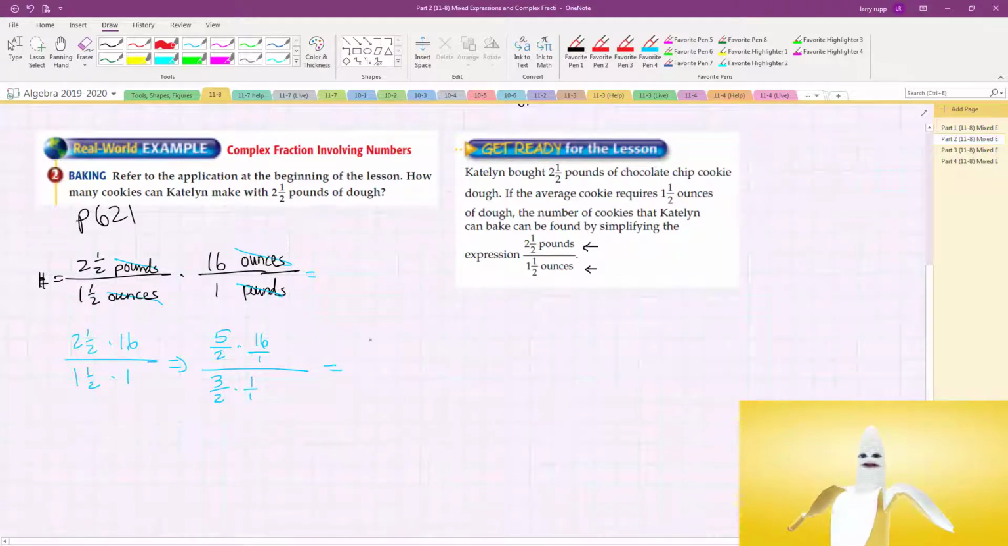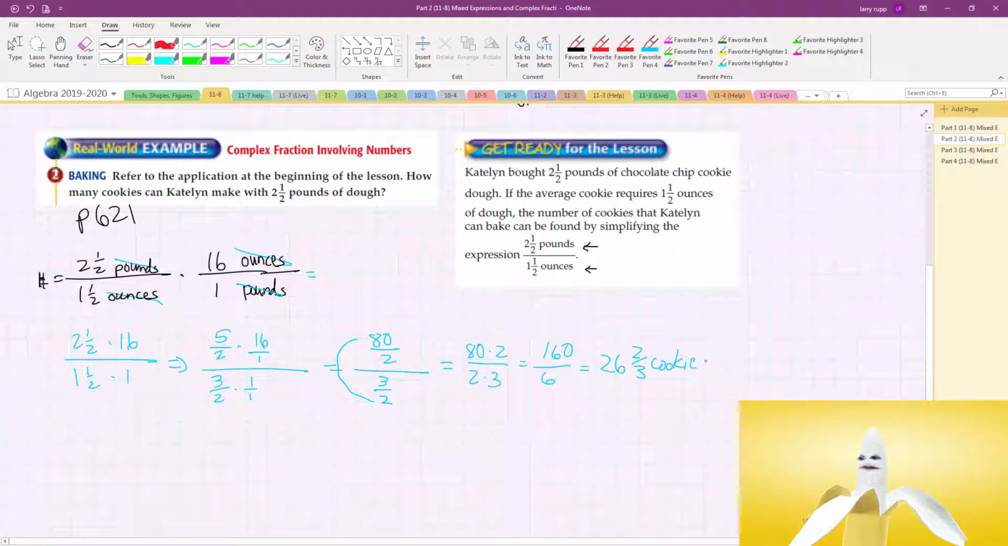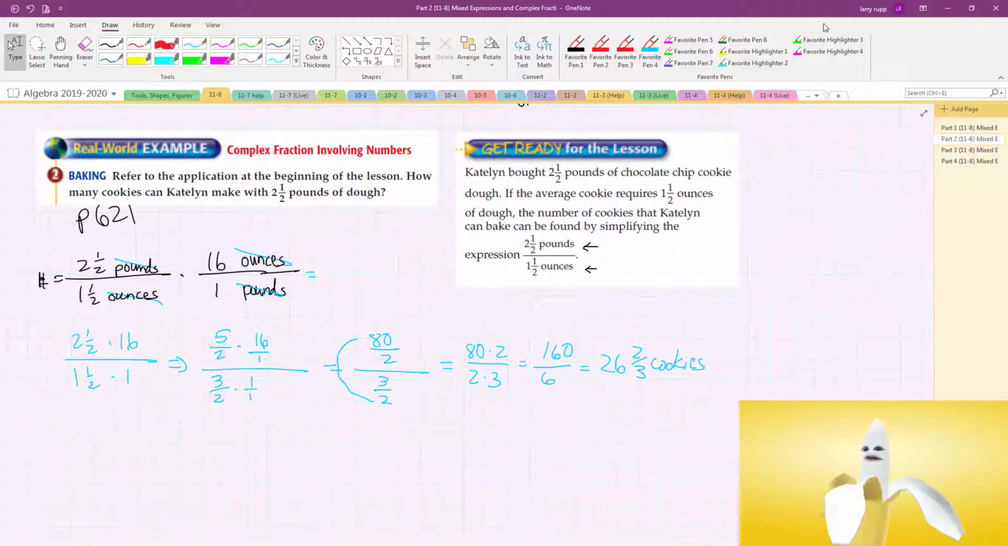Right. So then this becomes 5 times 16 is, right, 80, over 2 divided by 3 over 2. Simple, right? 80 and the 2 go together. 80 times 2 over 2 times 3. That gives you 160 over 6, which is equal to 26 2/3 cookies. Can she make with 2.5 pounds of dough?